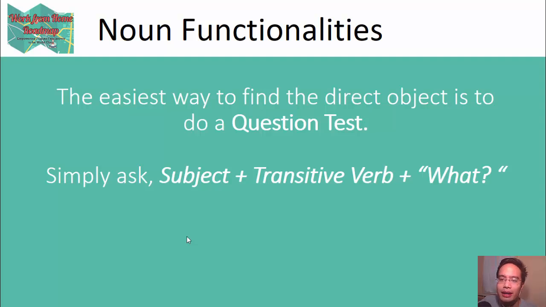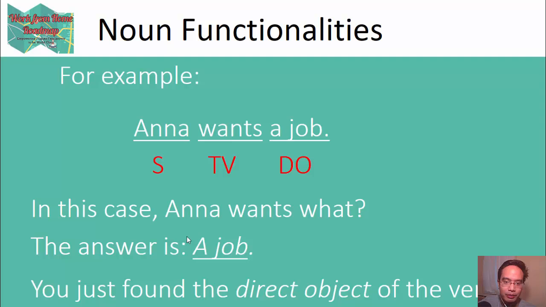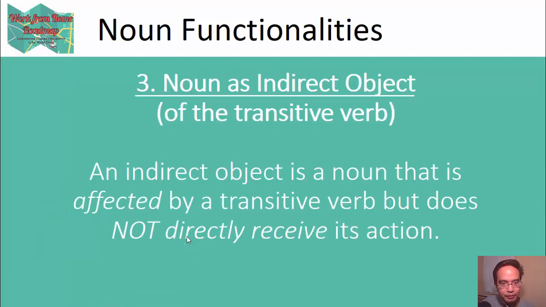Now, the easiest way to find the direct object is to do a question test. Simply ask subject plus transitive verb plus what? For example, going back here, Anna wants a job. We already defined that Anna is a subject, wants is a transitive verb, and a job is a direct object. So in the case above, Anna wants what? What does Anna want? The answer is a job. So you've just found the direct object of the verb.